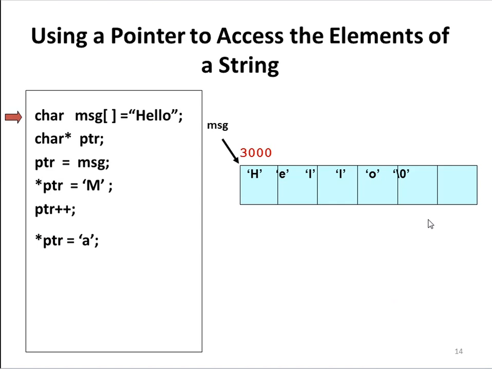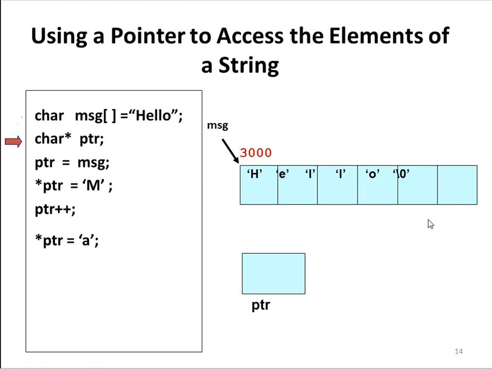Here is another example of how to access a string using a pointer. Character msg equal to hello means this is a hard-coded character type array. Character star ptr is a character type pointer, and ptr equal to msg points to the first location of the array. Then star ptr equal to m: we are changing the value of star ptr to m, so h becomes m. Then ptr plus plus moves it to the next location, which is e. Then star ptr equal to a changes e to a.